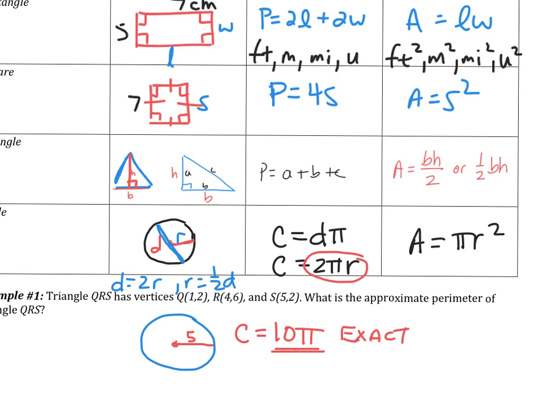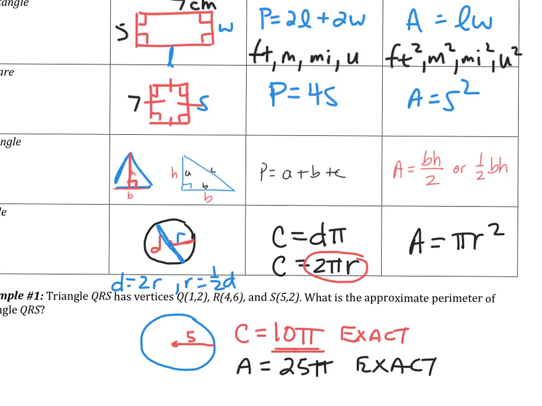Exact. 25 pi. All he did was 5 squared, and he got 25 pi. Okay, this is an exact answer. This is what we're going to do on the quiz and the test. So you don't need the calculator part, okay? All right, and then same thing.